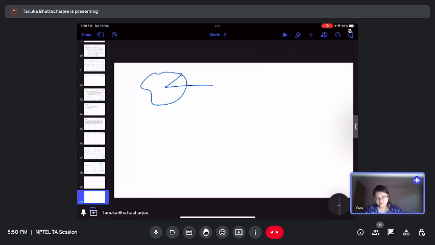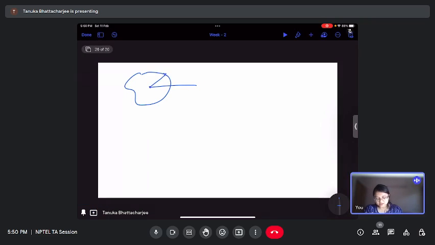So if this is some kind of an object, you take the centroid, you take a reference direction. Now from each boundary point you compute the distance between the boundary point and the centroid, and this angle you compute each time. You plot that angle and the distance. This is what your signature descriptor definition is. This is how you define a signature descriptor.